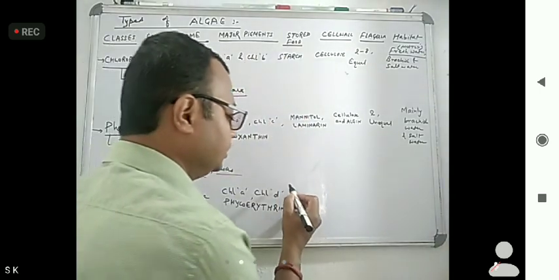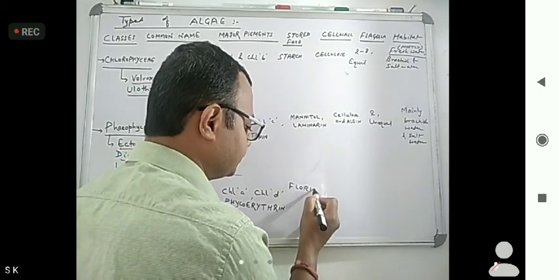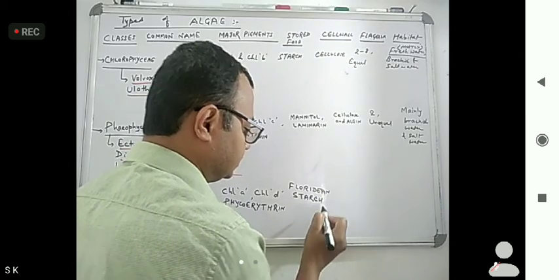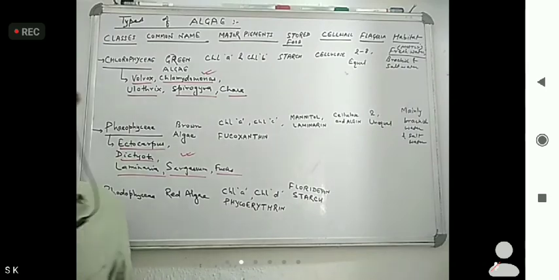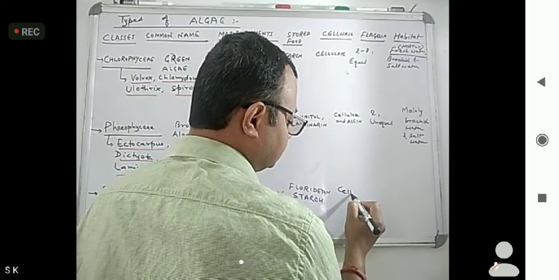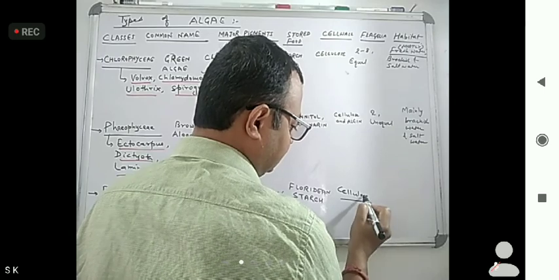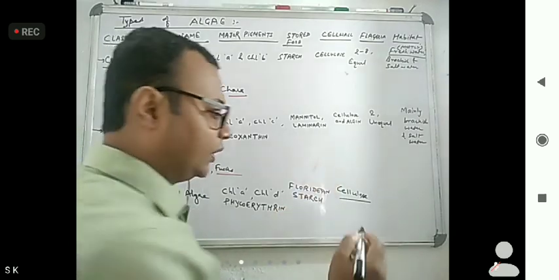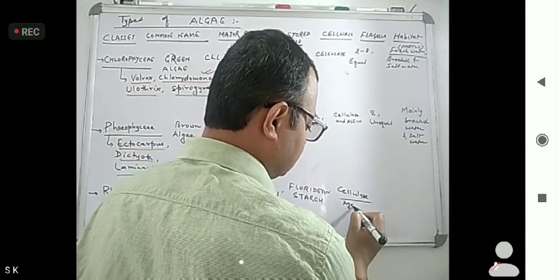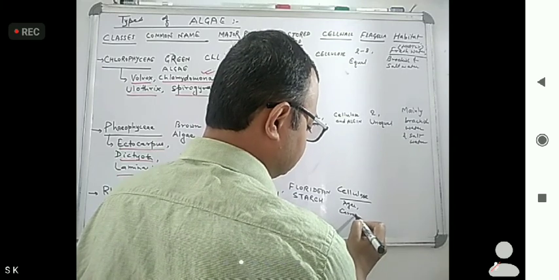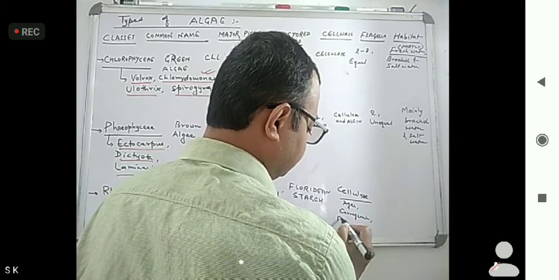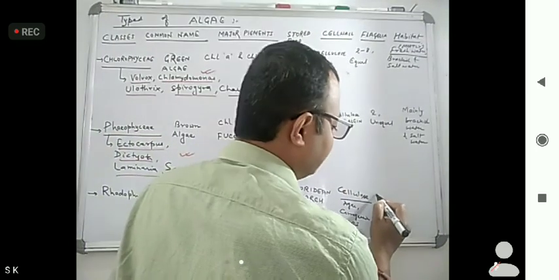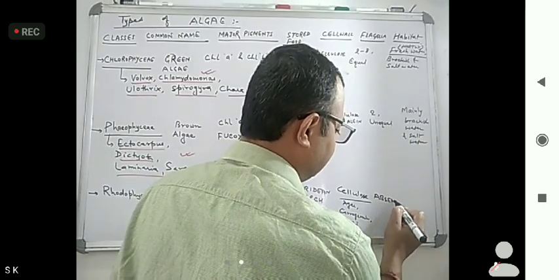Now stored food, now we see Floridean starch. Floridean starch they are having. Cell wall, so mostly they are having cellulose and other phycocolloids, okay, and other what? Hydrocolloids like agar, carrageenan, funori, etc. Okay. Now here what happens? Flagella absent. No flagella are present.